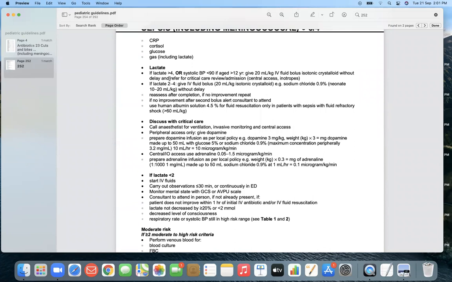If lactate is more than 4 or systolic BP less than 90, if aged more than 12, give a 20 ml per kg IV fluid bolus of isotonic crystalloid without delay.